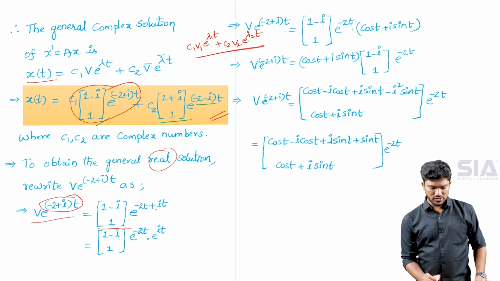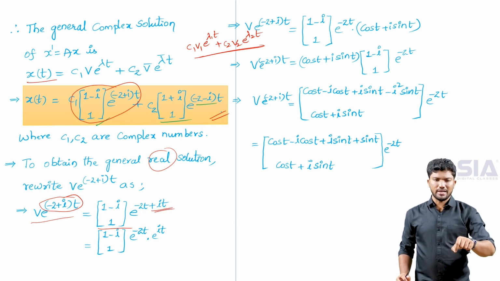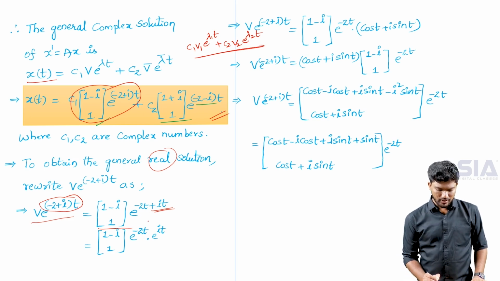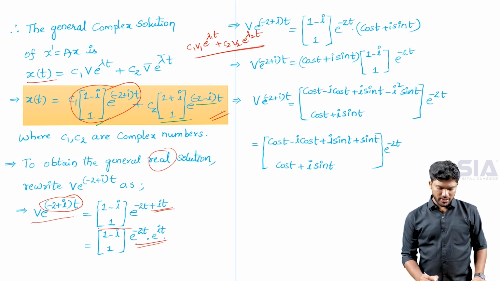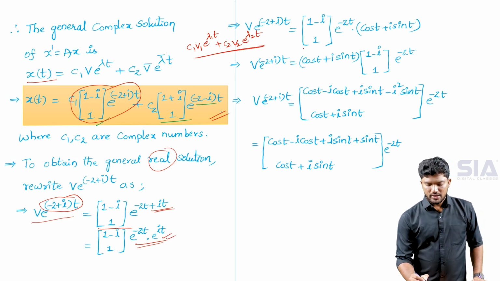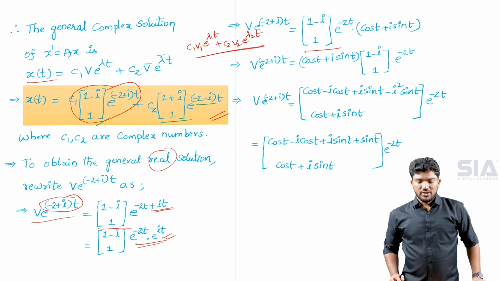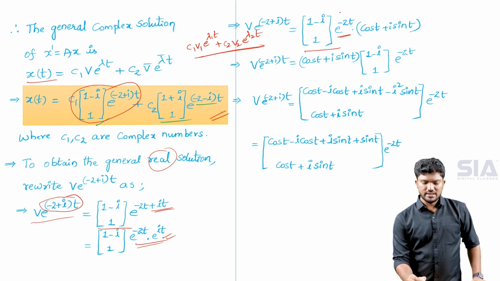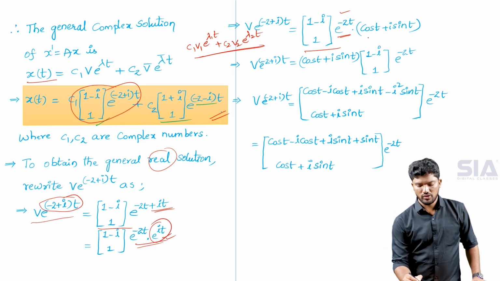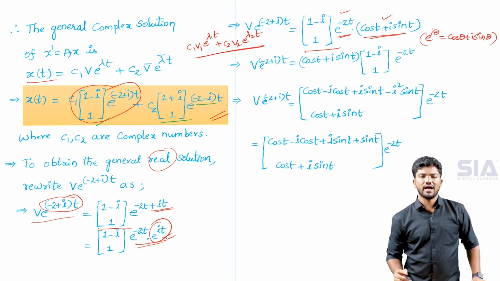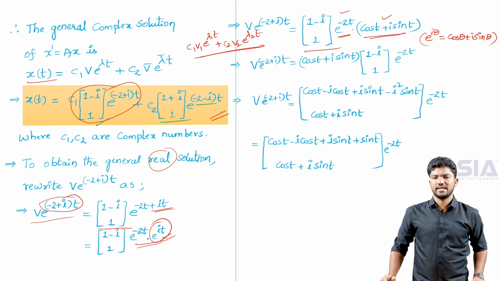Therefore e power minus 2t plus i into t, we are multiplying with t. After multiplying we are separating the powers. So e power minus 2t into e power it, and capital V, 1 minus i, 1, with e power minus 2t as it is. Here e power i t is there. You know very well the formula: e power i theta is equal to cos theta plus i sin theta. From that formula we can write e power i t also as cos t plus i sin t.